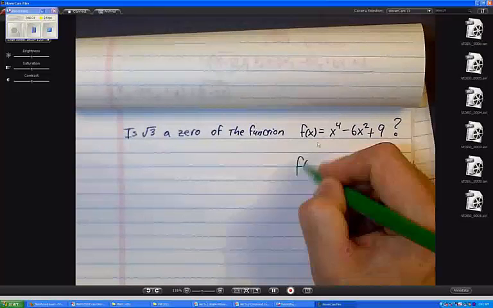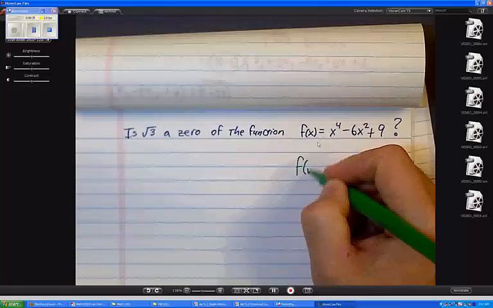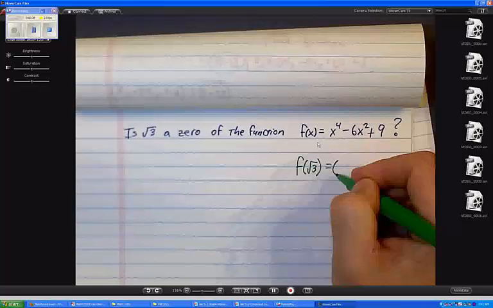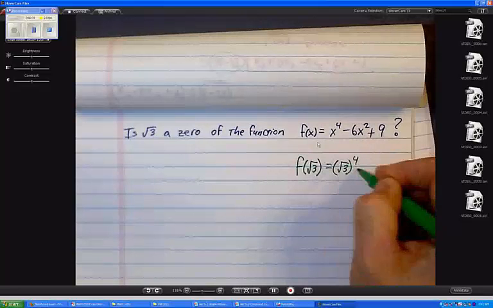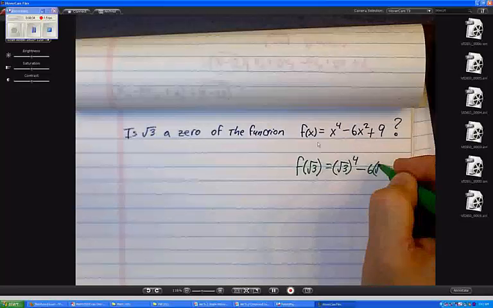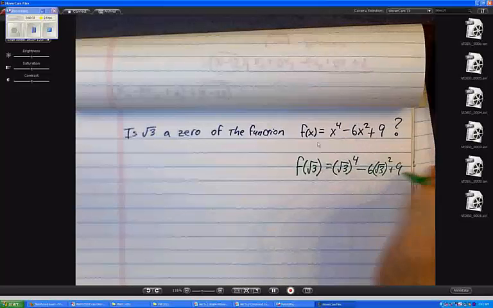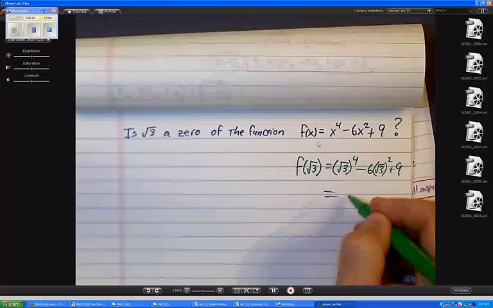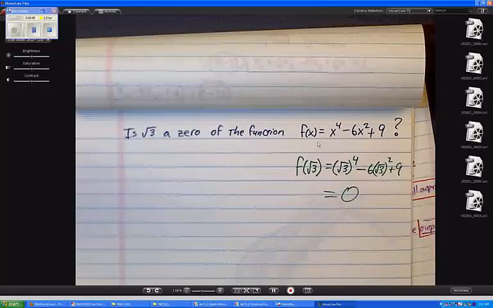F of square root of 3. This is what you did, Holly? I mean, Abby? Why did I say that? Abby, that's what you did? Okay. So Abby actually worked this out and got what? 0? Okay. So if we trust her calculations, and a couple other people are saying yeah. Now, Alex, you did it differently. What'd you do?